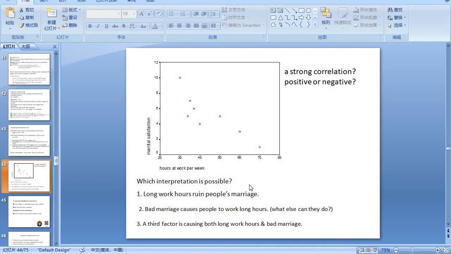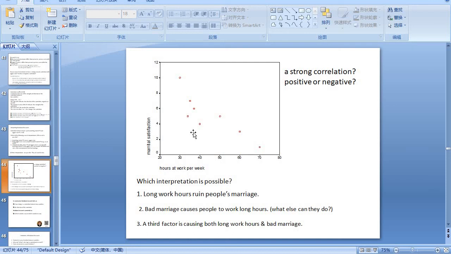What kind of interpretation can you make on the data? What kind of conclusion can you draw? Is it possible that long work hours make people have a low satisfaction with their marriage? That is a possibility, definitely. If somebody is not spending any time with their spouse, instead they're working all the time, of course, the marriage quality will suffer, less satisfying.